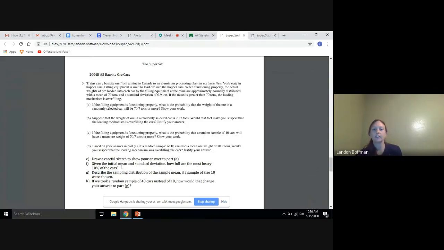Given the initial mean and standard deviation, how full are the most heavy 10% of cars? How would you do this one?